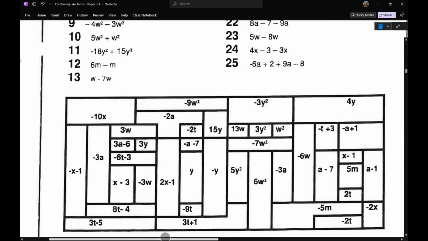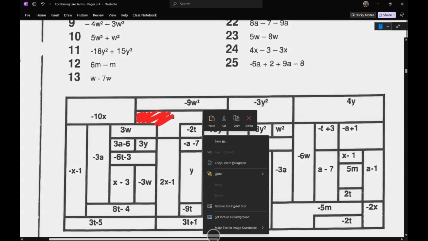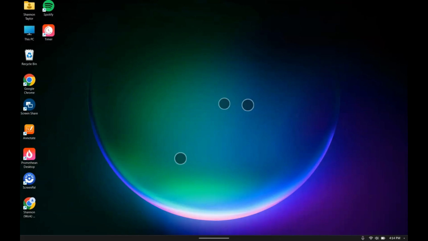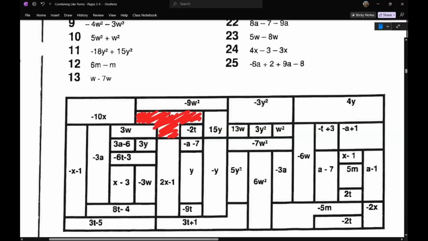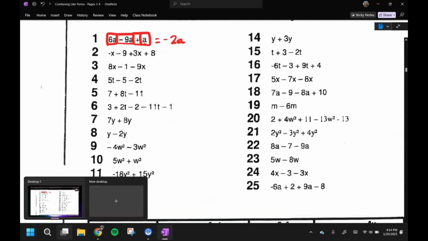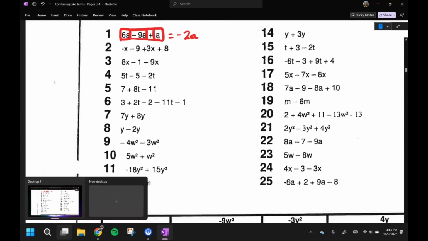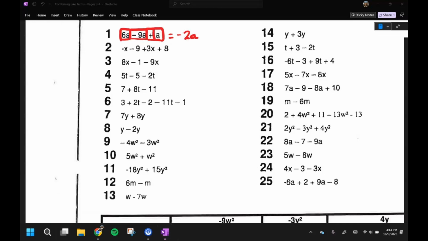So let's go down to the bottom. Do you see a -2a anywhere? Should be right here. So we're going to color this section in. And once we finish, that will make a shape for our answer. It's going to kind of create some letters. All right, next one.